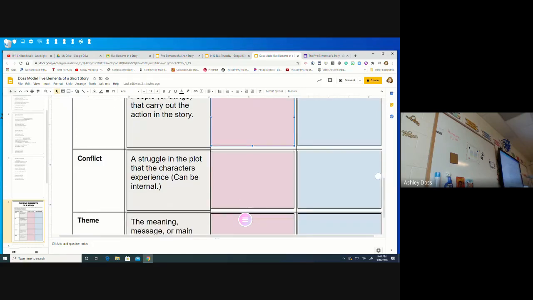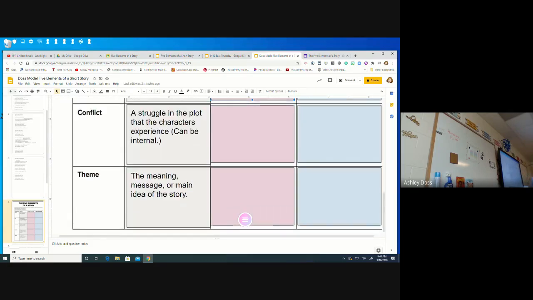Maybe. And finally, theme, and then conflict's still there. The meaning, message, or main idea of the story. I don't love saying main idea because to me, main idea feels like nonfiction, like the main idea of an article. But a lot of people do define theme like that. But for me, I will always say the meaning or the message.